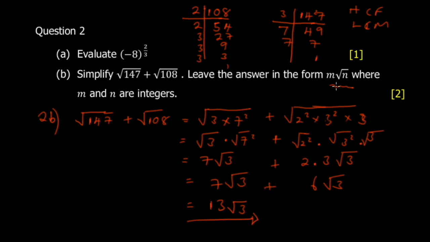And whenever you're told to express your answer in the form m square root of n, it means that it should be possible. So if you're having some struggle expressing it under the same square root such that you can add or subtract, then that means that you're doing something wrong. You just have to look intently and then you figure out your answer. So this is it. So you get 13 square root of 3.